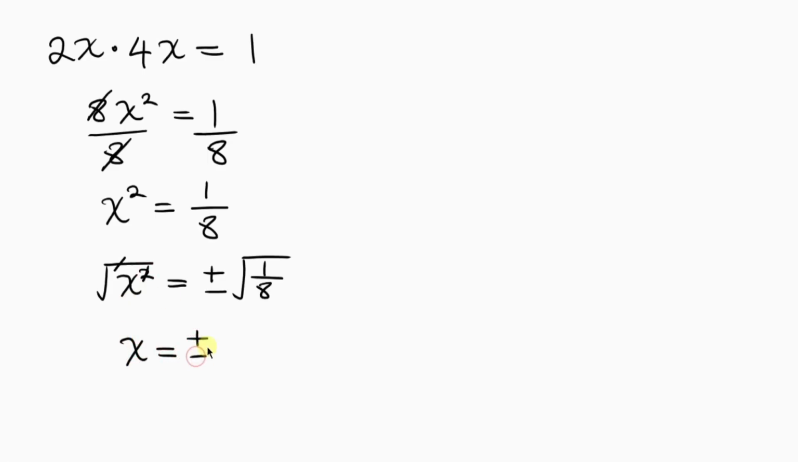Well, the square root of 1 all over 8 is the same as the square root of 1 all over the square root of 8. Very good. And by simplifying, we have x equal to plus or minus the square root of 1, which is 1, all over the square root of 8. Now let's simplify the square root of 8.